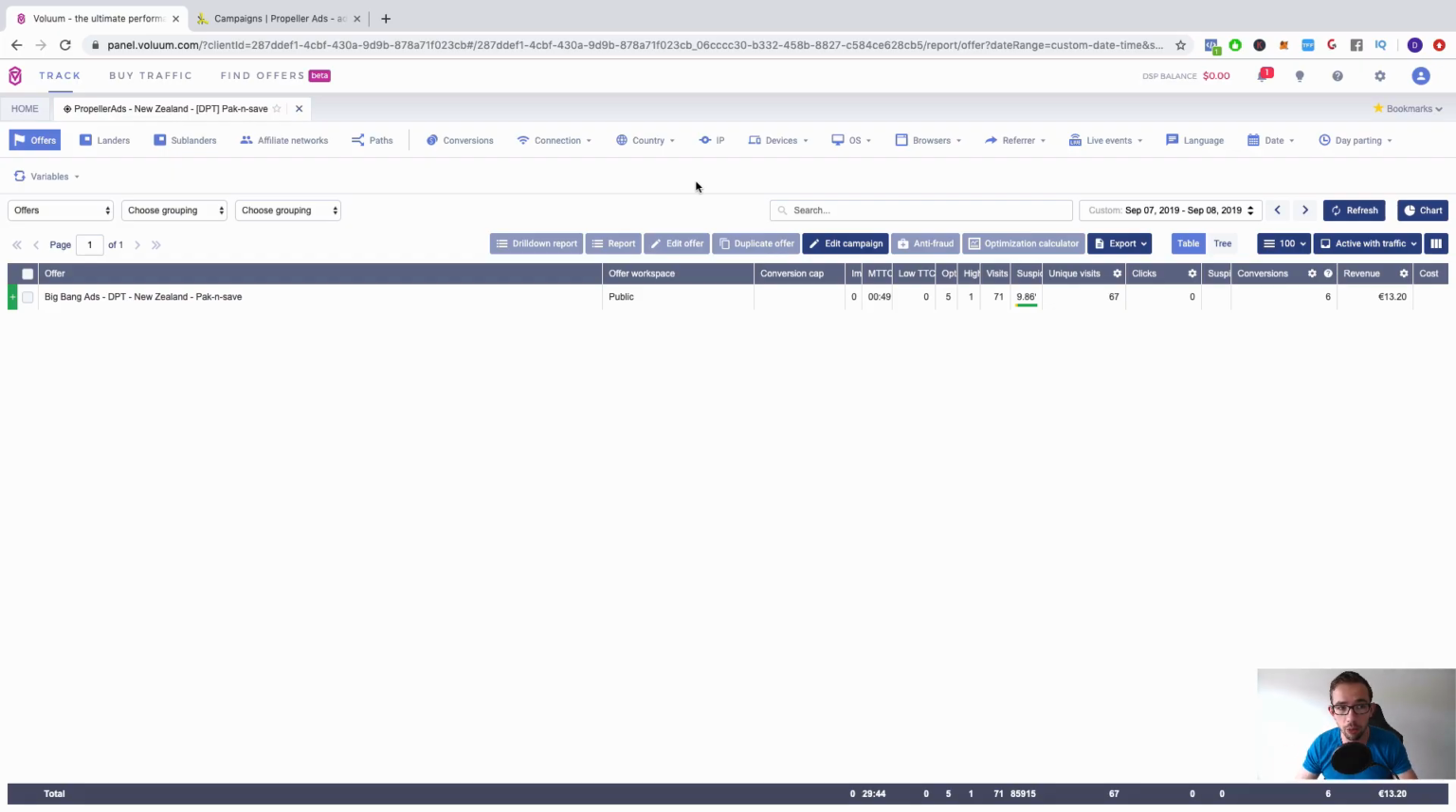So I'm in Voluum right now. As you can see, we ran an offer for Big Bang Ads. This is the Deberoo push team, New Zealand, a Pak'nSave offer, which is like a grocery store or something. We launched this on the 7th of September 2019, which is over a week ago. And the results were pretty interesting. Sometimes it was profitable, sometimes it was not. But we're just testing a lot of different things.